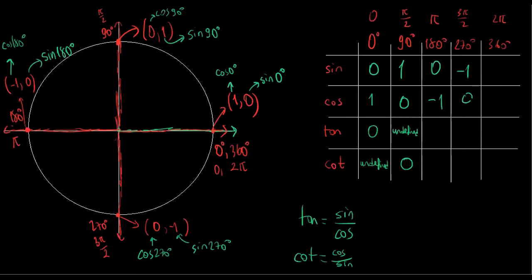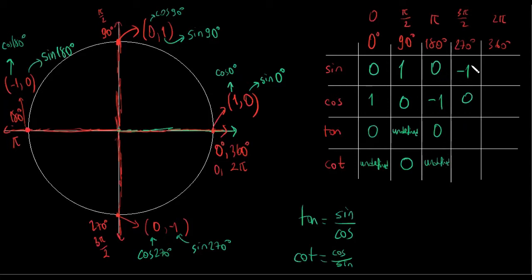Tangent is always sine over cosine. I'm sorry. Let's do this one as well, because I forgot this. Tangent of 180 degrees, what is it? 0 over -1, which is 0. And cotangent of 180 degrees, cosine over sine, -1 over 0, which is undefined.